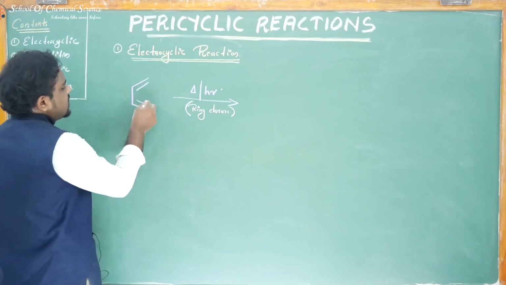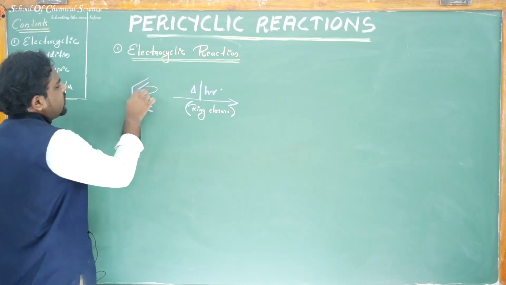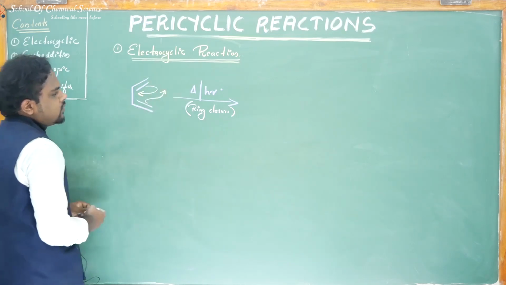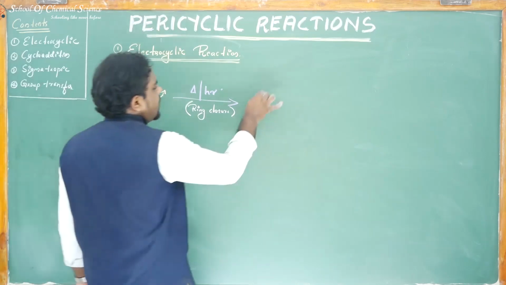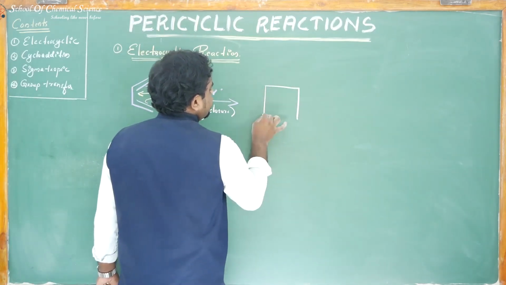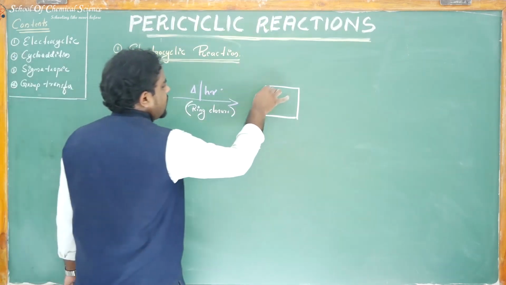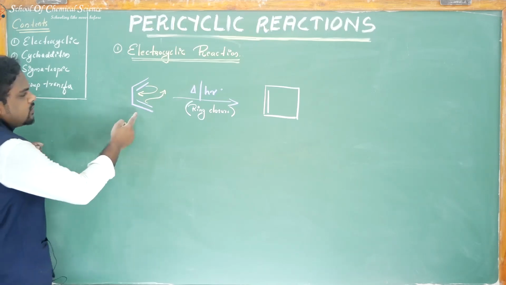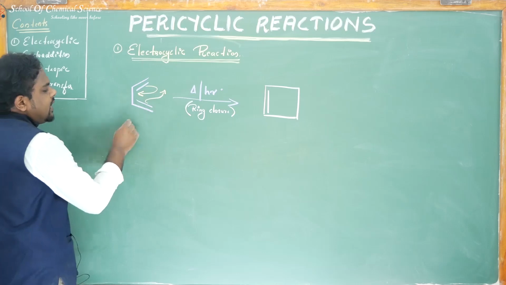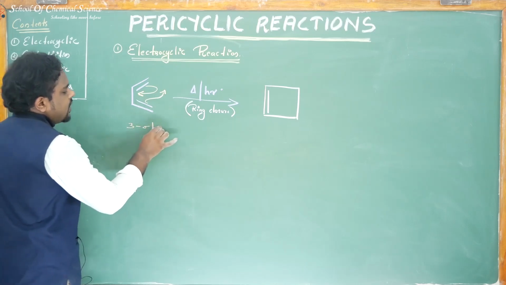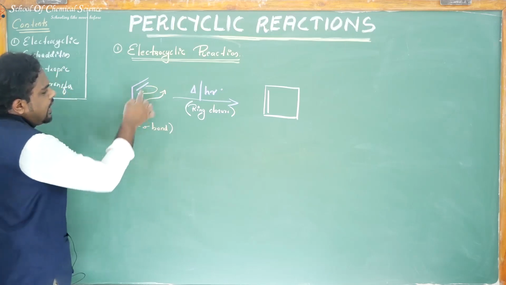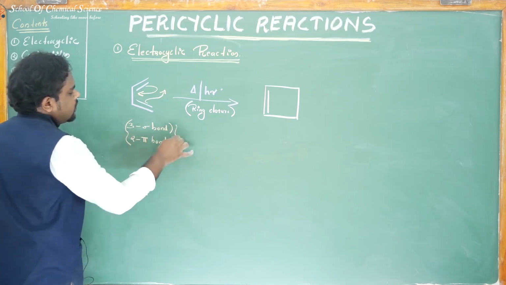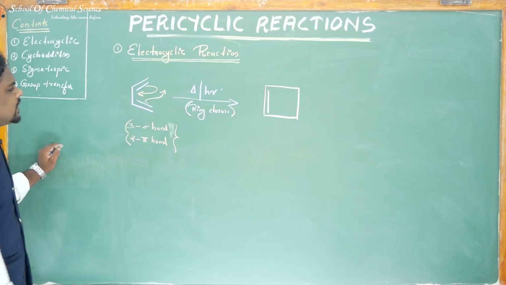So the electron shifting is like this. This pi bond shifted towards this carbon, and here a sigma bond is formed. So you will get a 4-membered ring with a double bond here. So how many sigma bonds and pi bonds are present in this molecule? 3 carbon-carbon sigma bonds and 2 pi bonds.